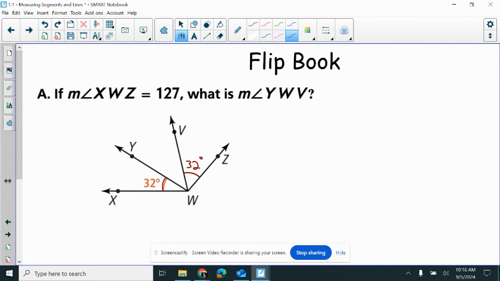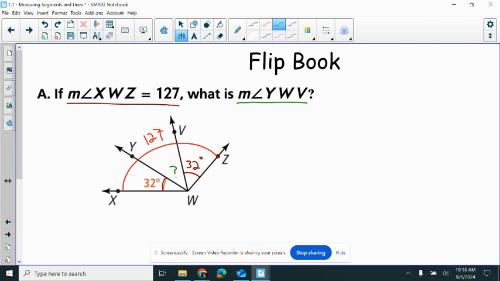The next thing we want to do is add any other information. So this one tells me the measure of angle WXZ is 127. If I look at my picture and follow those letters, that means all three angles together are 127. So I'm going to do that near the outer part of the angle to show all three of them together. So what we're missing is just that middle angle, and that's what we're trying to figure out, YWV.